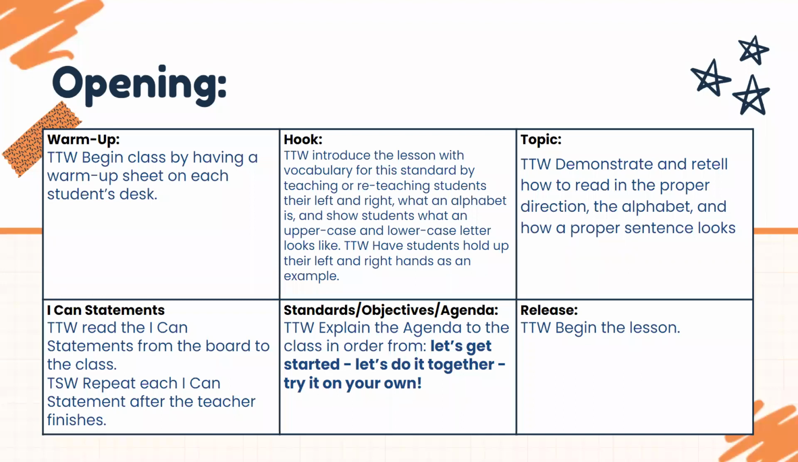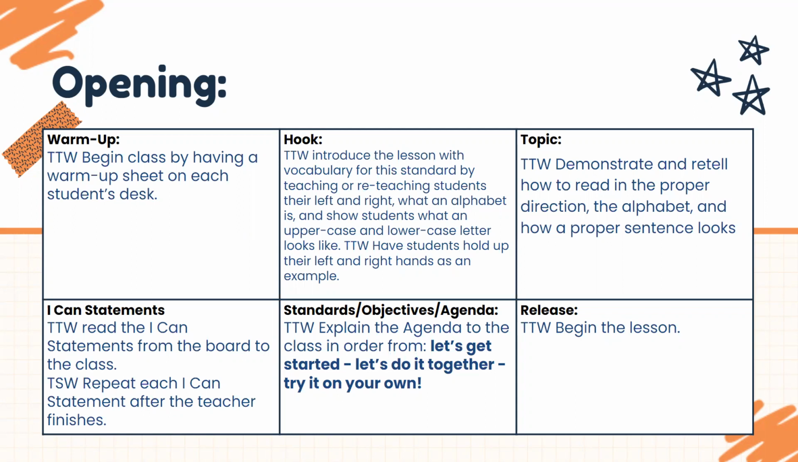For the opening of this lesson, they will begin with a warm-up. The teacher will begin class by having a warm-up sheet on each student's desk. The students will complete this warm-up to the best of their ability. The hook. The teacher will introduce the lesson with vocabulary for the standard by teaching or reteaching students their left and right, what an alphabet is, and show students what an uppercase and lowercase letter looks like. The teacher will have students hold up their left and right hands as an example.